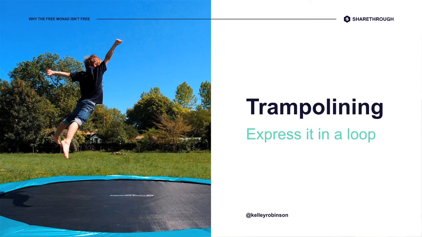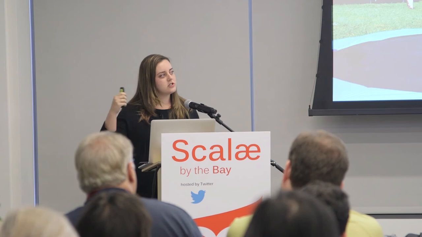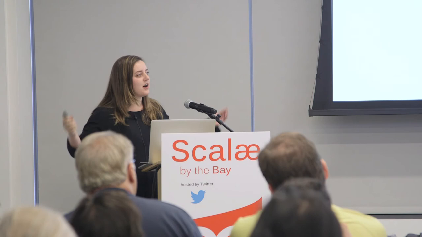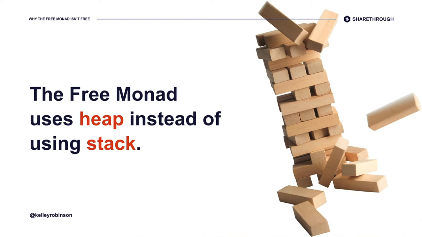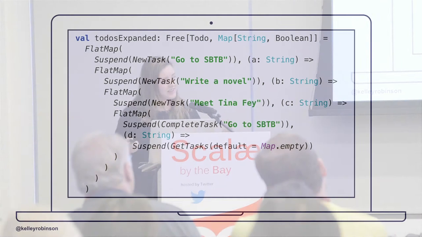So when we talk about trampolining, we're talking about expressing all of the control flow, all of the function passing, all of those chain functions. We want to express that in a loop instead of putting additional functions on the stack. We want to achieve stack safety by using heap instead of stack. The free monad comes down to this exact trade-off. It's going to use more heap instead of using additional stack frames. So remember our expanded list-like syntax. This is the data structure that we've essentially created that's going to take up that space on the heap instead of taking up space on the stack.